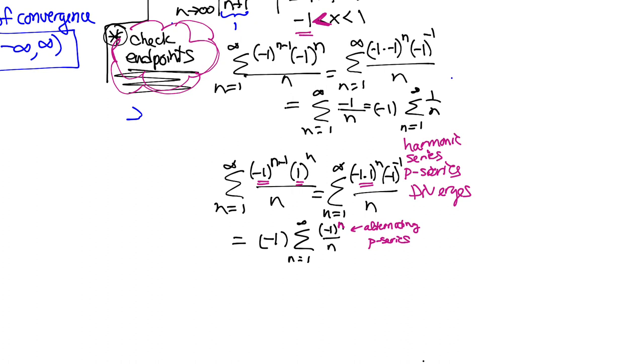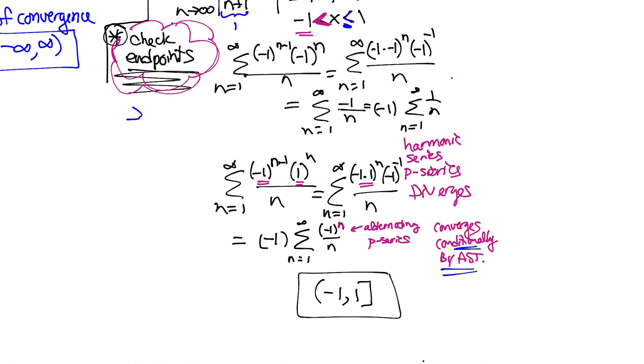This converges conditionally. It converges conditionally by the alternating series test. And since it converges conditionally, that means when you go to write your interval, you have to include 1. And so the interval of convergence is negative 1 to 1. Huh. Okay, questions?